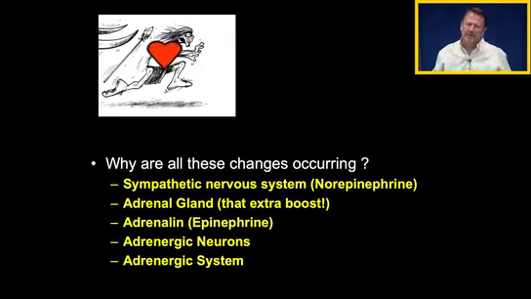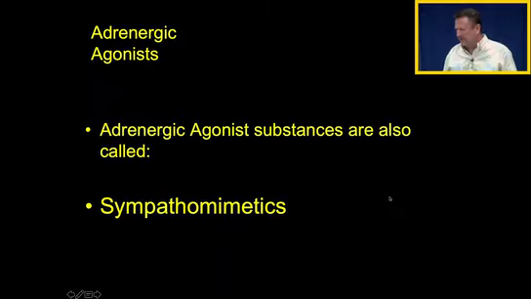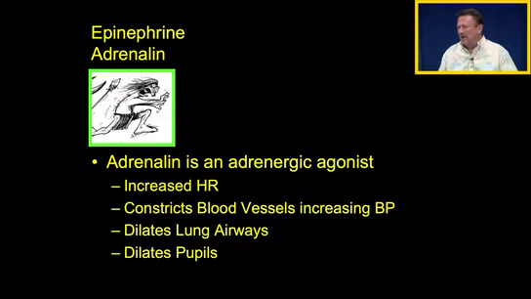And so when we talk about sympathetic nervous system medications, sympathomimetic drugs, maybe you'll hear them called adrenergic drugs. Maybe you'll hear them called the adrenergic system. And again, that comes from the word adrenal, as in adrenal gland, where epinephrine comes from. So adrenergic agonists are called sympathomimetics. And epinephrine, adrenaline, is the sympathomimetic adrenergic agonist that we have been talking about.